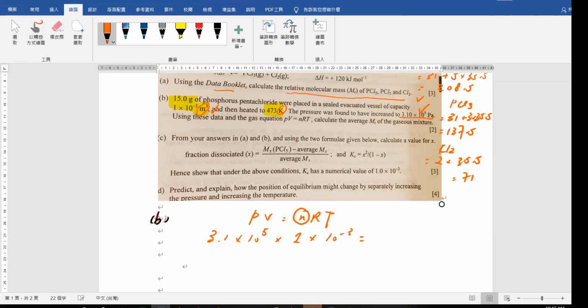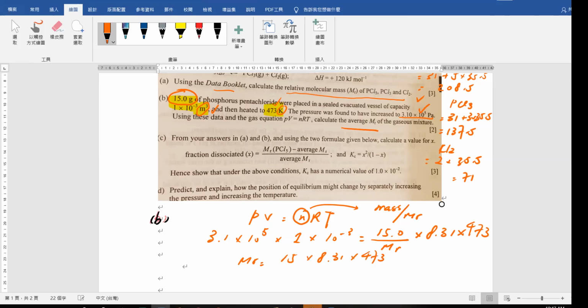So number of mole is equal to mass over molar mass, right? So the mass is given 15, and the molar mass is what the question is asking you, right? And then the gas constant is 8.31. You can find this data from your data booklet, and the temperature is also in K already. So, okay, then you put everything on one side and MR on the other side.